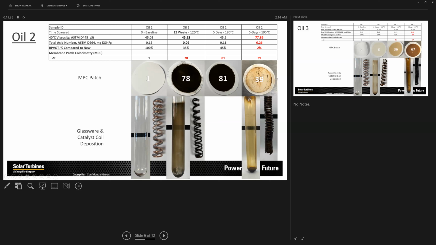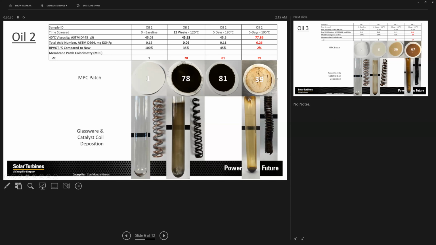What we hypothesize is that in some cases, as the MPC increases with the oil aging, it reaches an inflection point where the amount of deposition increases, but the MPC itself kind of drops. So as you see from the glassware and the catalyst, the amount of varnish deposition hasn't changed much. If anything, I would say it potentially increased compared to the previous samples.